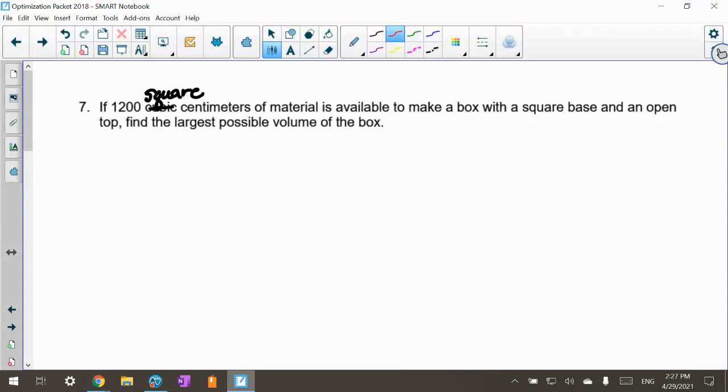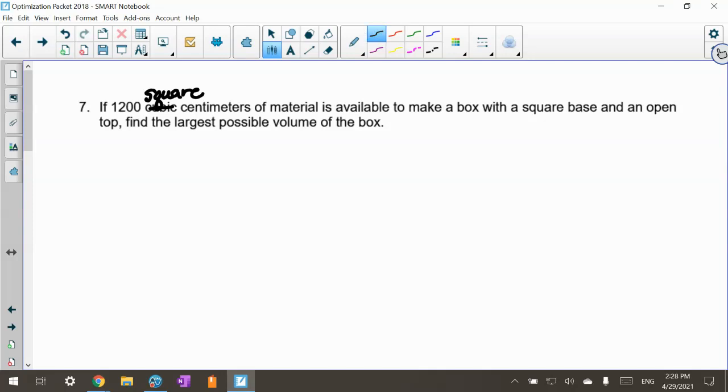All right, this video is for my Calculus 1 optimization review lab, and I'd like to do number 7. Before we start, I have cubic centimeters there, but we're talking about if 1,200 square centimeters of material is available to make a box with a square base and an open top, find the largest possible volume of the box.